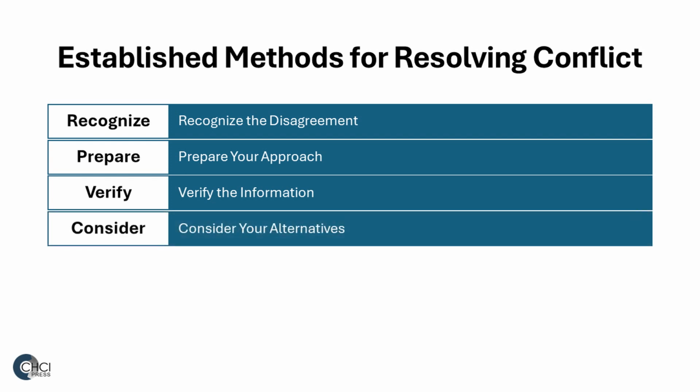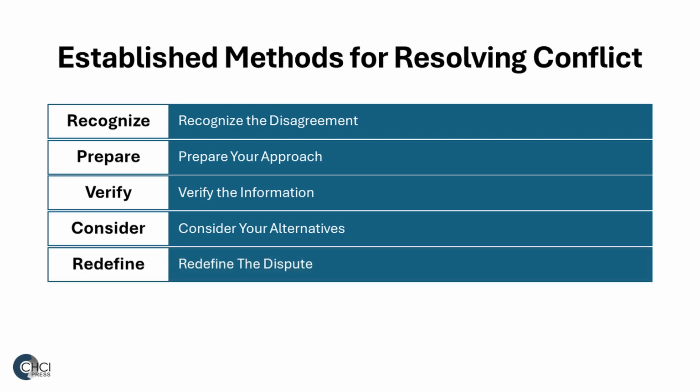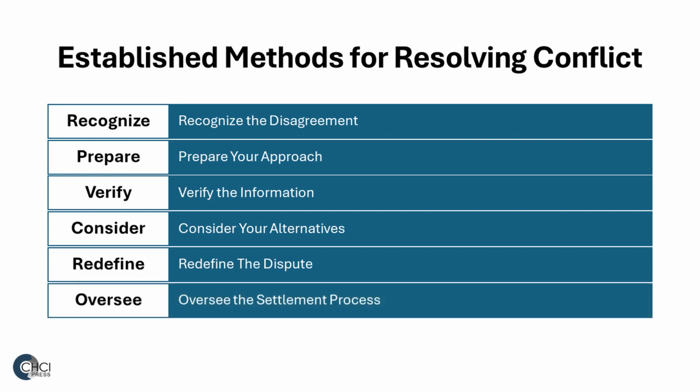4. Consider your alternatives. Assess different approaches to solving the conflict, understanding the implications of each for all involved parties. 5. Redefine the dispute. Look at the conflict from a new angle to identify shared goals and interests that may have been overlooked.